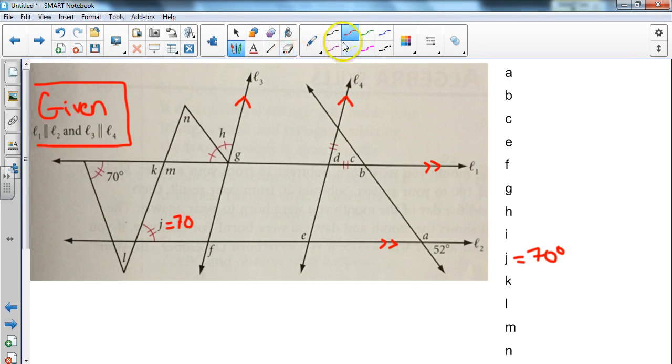All right. Now let's go ahead and go back to A. So J being 70, we might be able to work some angles over here, right?